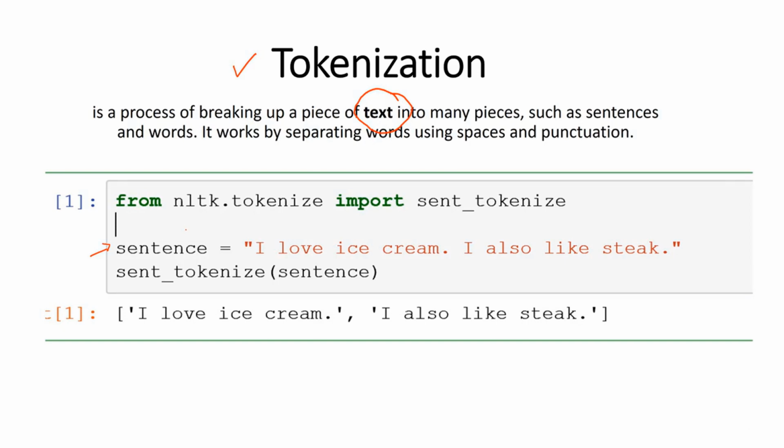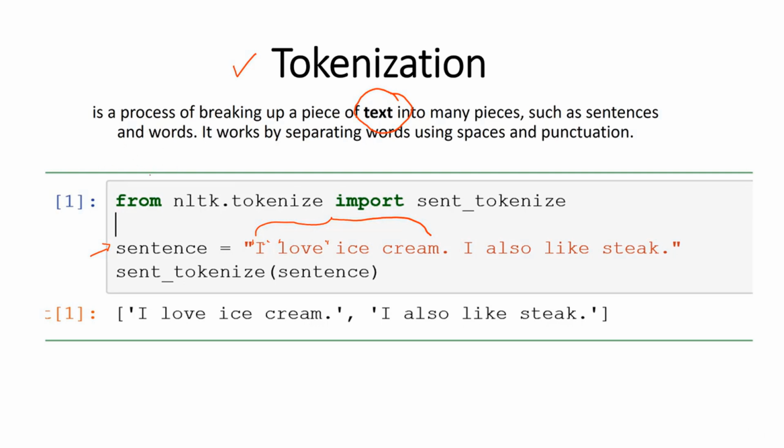We can actually also tokenize a sentence into its distinct words. All right. So tokenization is not specific to words or sentences or paragraphs. It's really just the process of breaking up text into different structures. Right? Let's talk about the code.